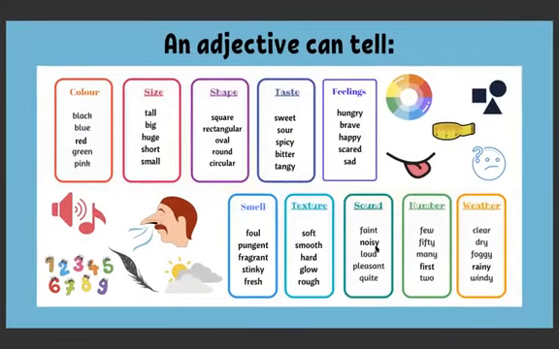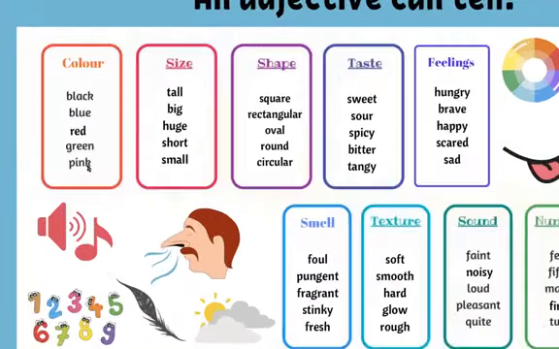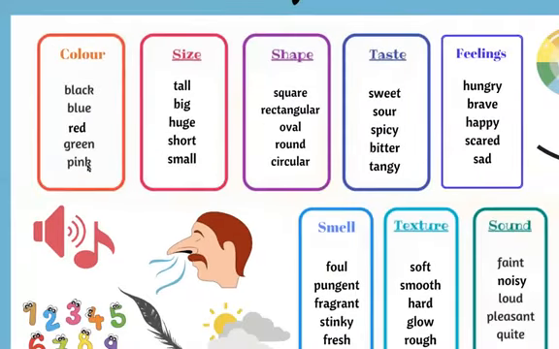So an adjective can tell color, the color of the noun. Kya color hai? Size: tall, short, big, huge, small. Shape: it can describe a shape, square, rectangular, oval, round, circular. Adjectives can be taste: sweet, sour, spicy, bitter, tangy. Adjectives can be feelings: hungry, brave, happy, scared, sad.